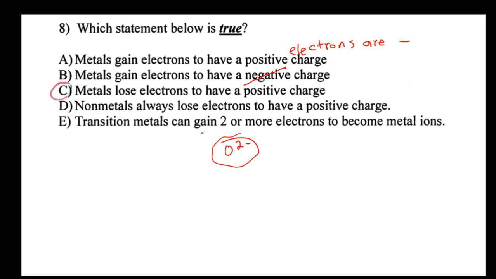And transition metals can gain 2 or more electrons to become metal ions. So remember that transition metals are similar in that they want to lose electrons to become ions. So they won't ever gain electrons. So that's why C is correct, whereas A, B, D, and E are incorrect.